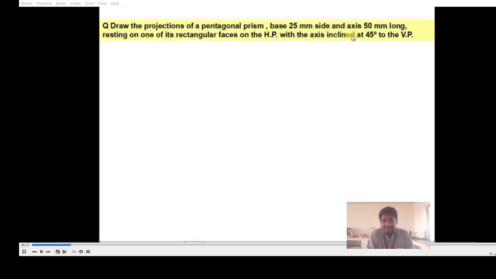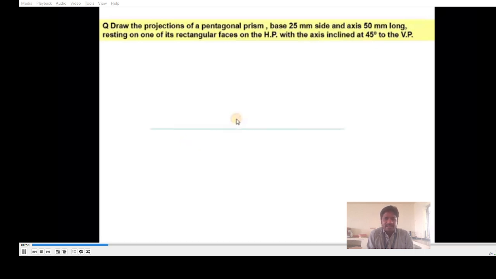So here two conditions are applicable. One condition is the rectangle placed on HP. The other is that the axis is inclined 45 degrees to VP. Since the axis is inclined 45 degrees to VP, it means that the pentagon is resting on VP. So that is the condition you have to know. Based upon the two conditions, we have made it clear that the pentagon is lying on VP. Then alone it is possible to incline it 45 degrees with respect to VP.